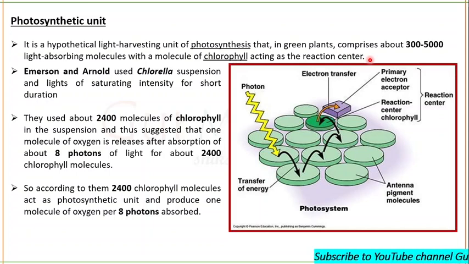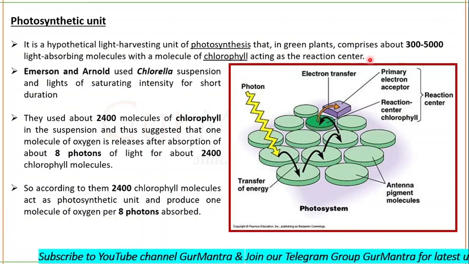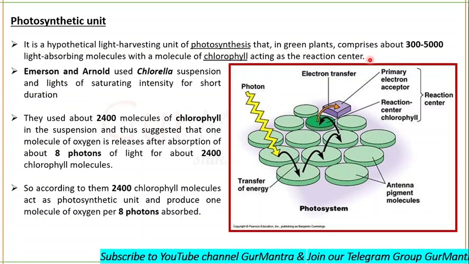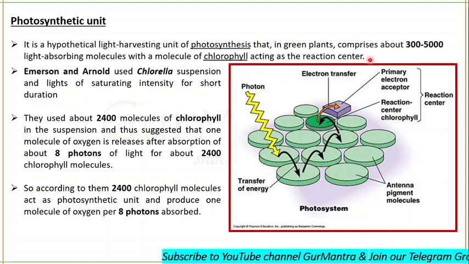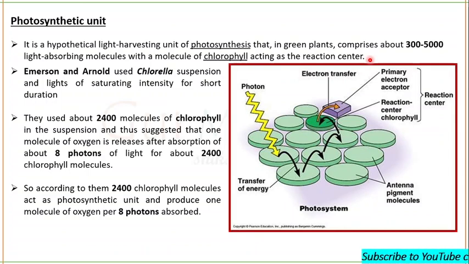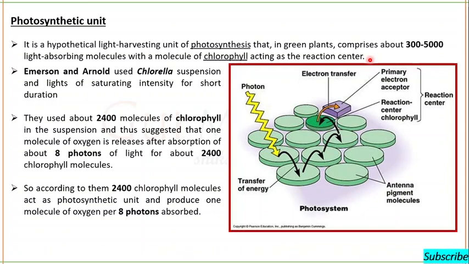Now listen to me very carefully. Actually, in a photosynthetic unit, there will be about 300 to 5000 light absorbing molecules. The number of these light absorbing molecules will vary from species to species. Some species will have only 300 light absorbing molecules, while the number may vary up to 5000. These light absorbing molecules will be harvesting the light, but there will be a chlorophyll that will act as the reaction center.